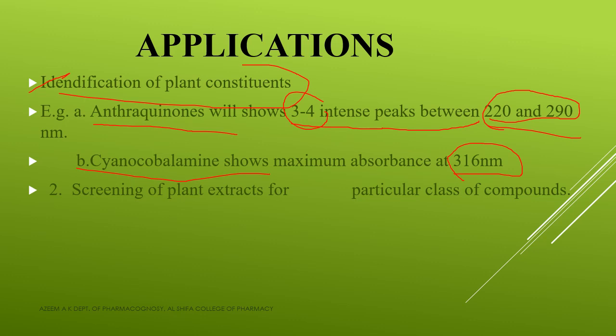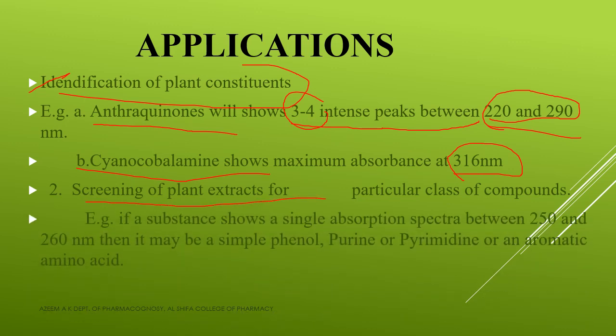The second application is its use in the screening of plant extracts for particular classes of compounds. The common example is, if any substance is showing a single absorption peak between 250 and 260 nanometer, then it may be a simple phenol, purine or pyrimidine, or an aromatic amino acid.